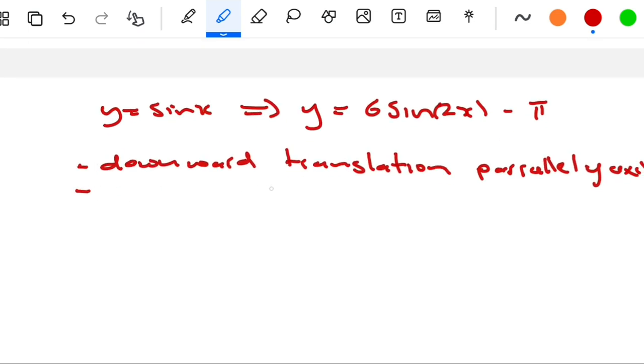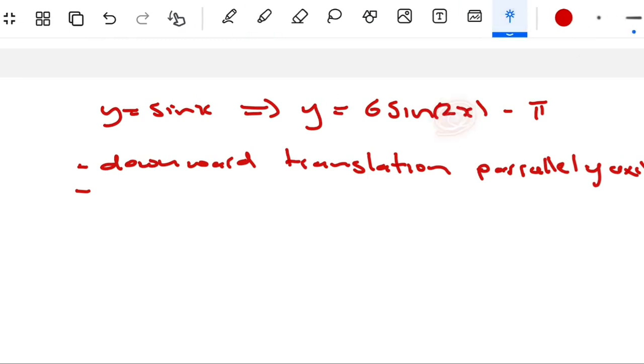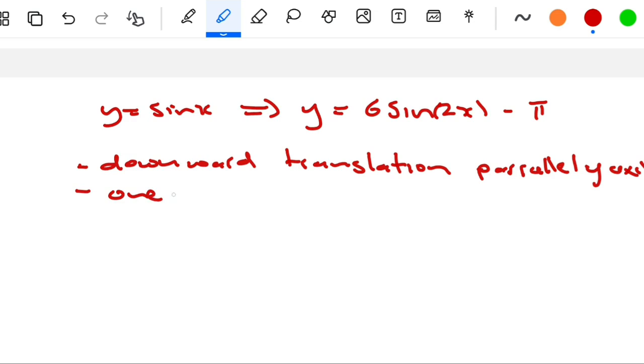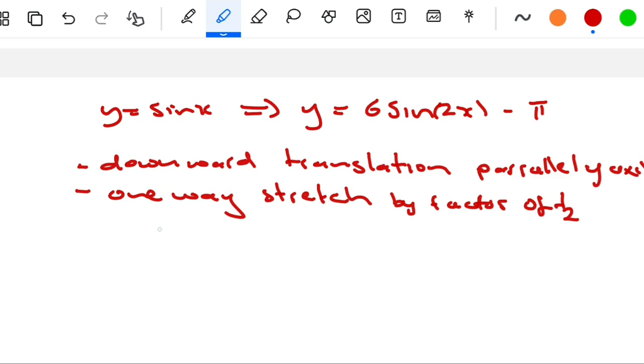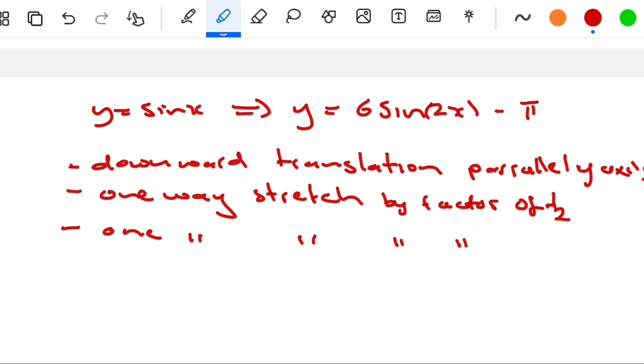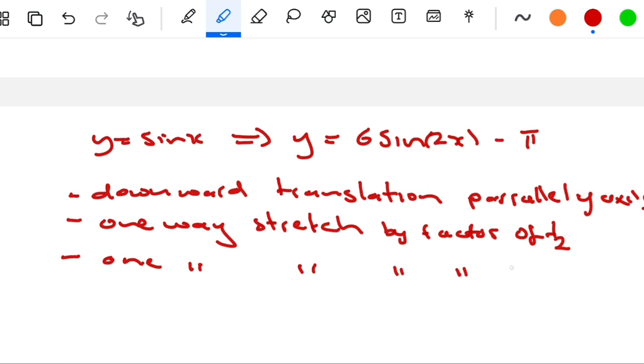Okay, then this 2 here means that it is a one-way stretch by factor of half, parallel to the x-axis. Then this 6 on the outside means a one-way stretch by factor 6 parallel to the y-axis.